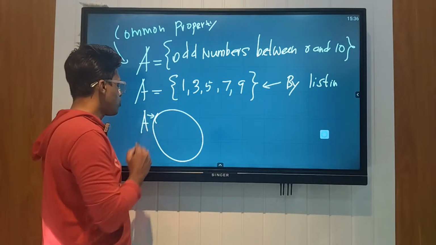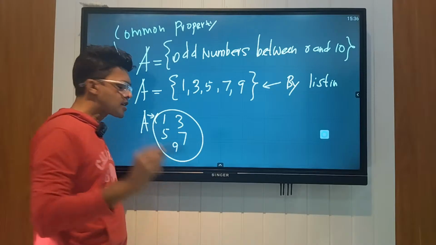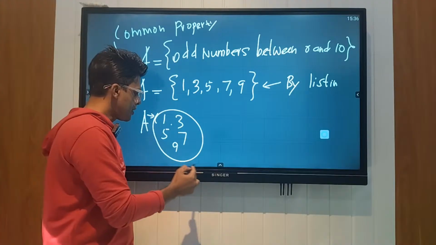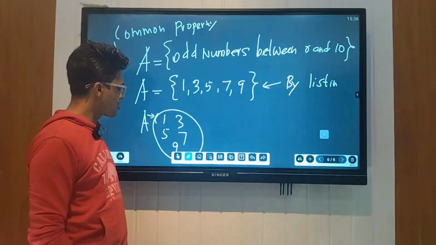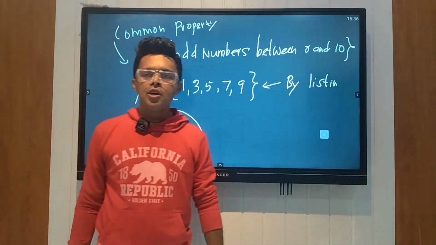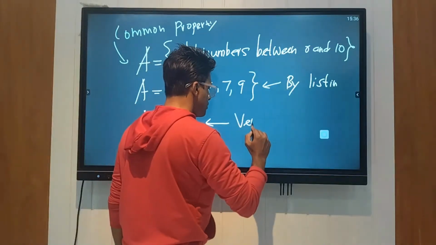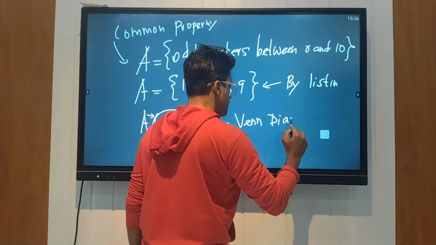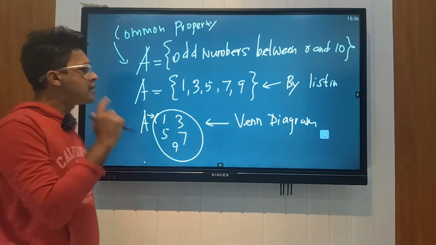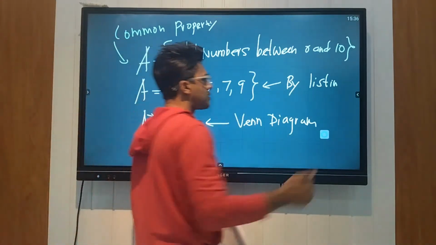You could put an arrow as well, no worries. Then 1, 3, 5, 7 and 9. But don't forget, we generally do not put commas between these elements. So this is the other way, the Venn diagram. So these are the three ways of writing sets.